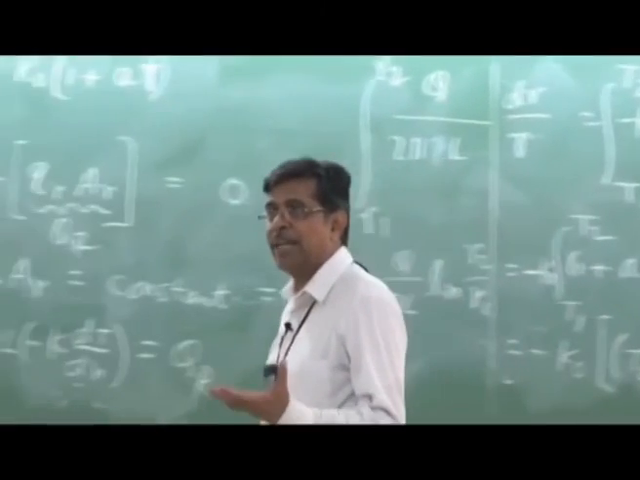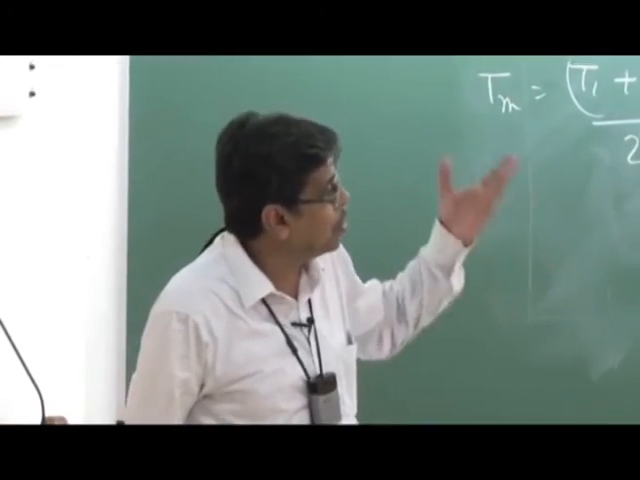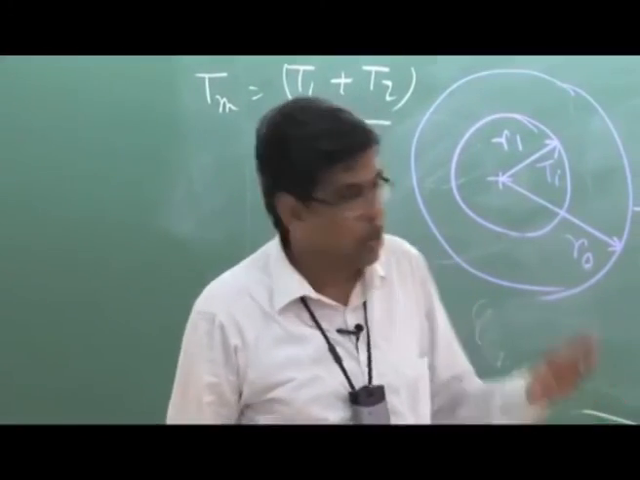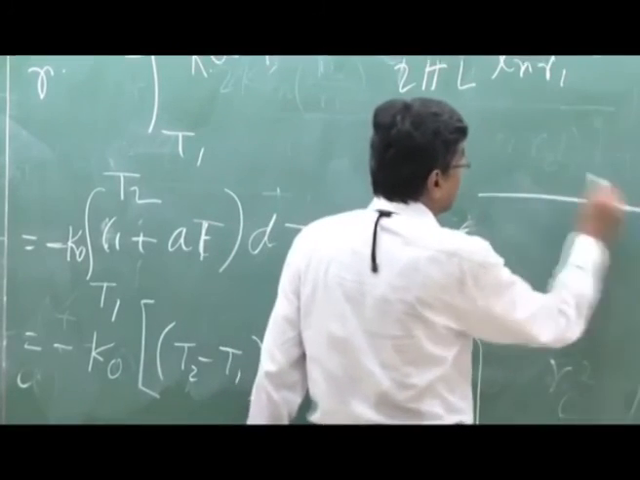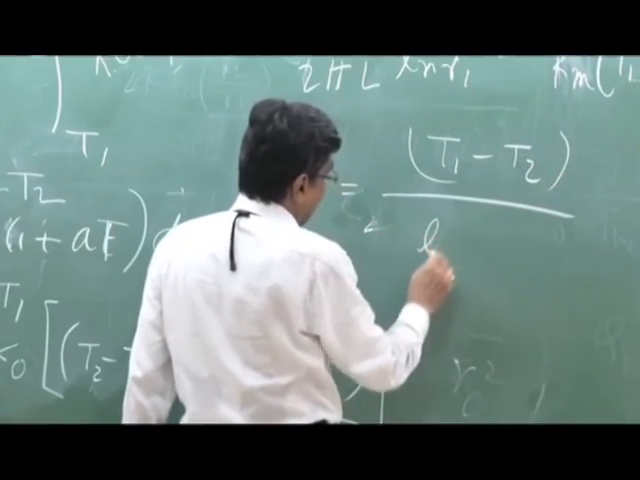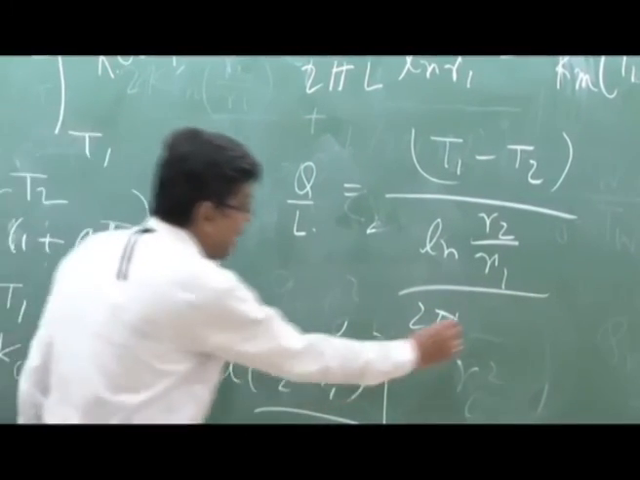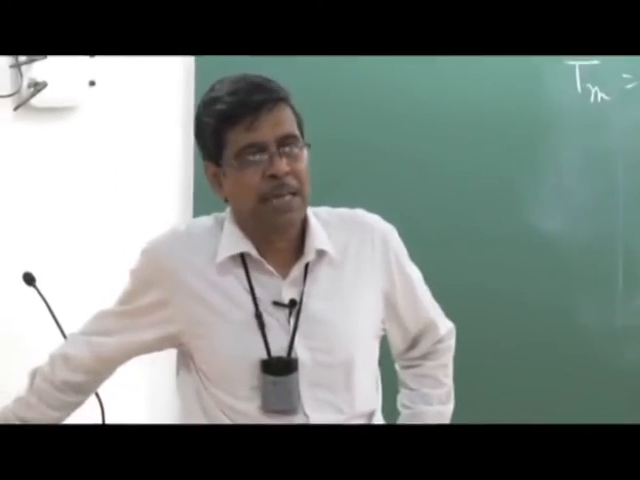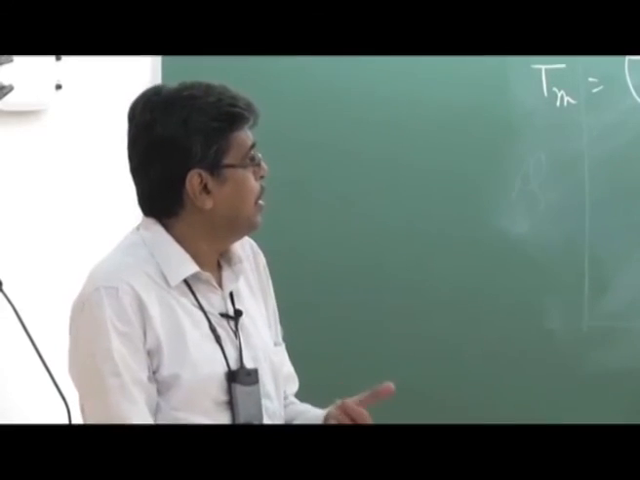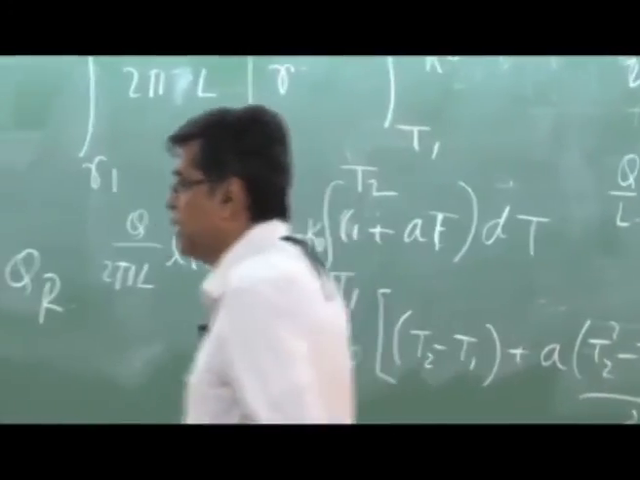Why am I writing this mathematically? If this type of linear temperature dependence is there and we define the thermal conductivity at the mean temperature, then it is similar to the constant thermal conductivity case, because for constant thermal conductivity this is the expression. That means Q is equal to the potential difference divided by ln r2 by r1 over 2 pi Km L, as if it is a constant thermal conductivity, but at the mean temperature. This is simple school level mathematics. We just take care of the thermal conductivity as a function of temperature.